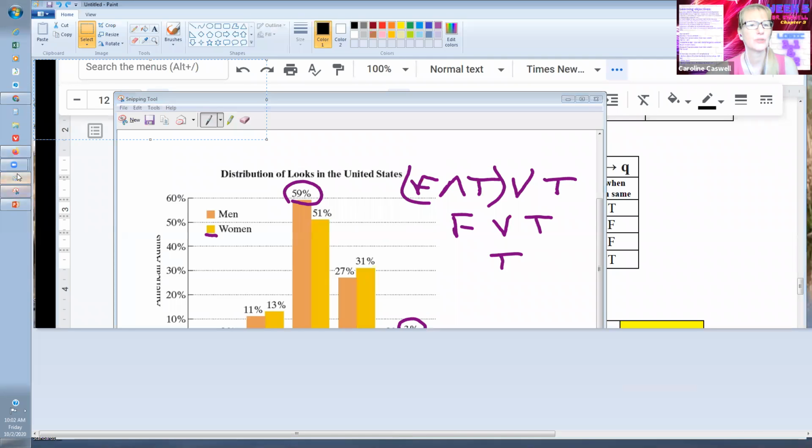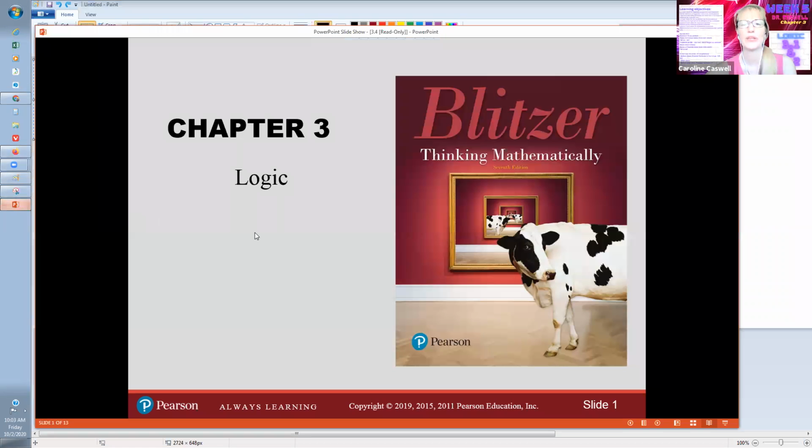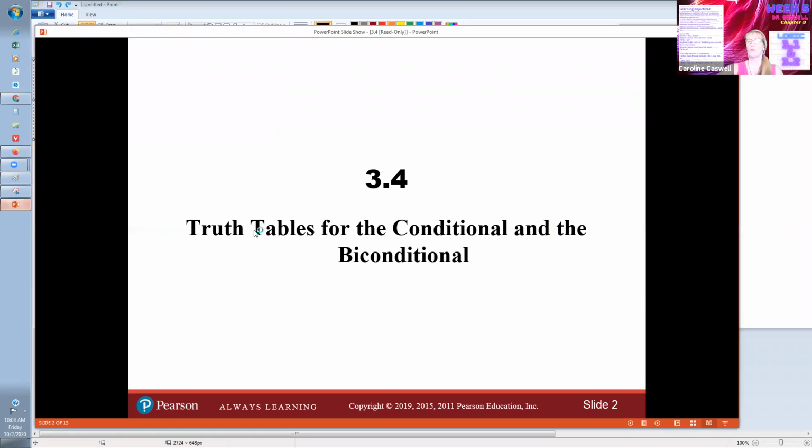So let's go back to the notes. There we go. Chapter 3, now we're in section 4. The only thing we have to learn this section is what a conditional and a biconditional, what their responses are when we do the truth table.